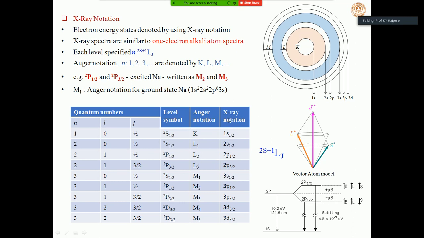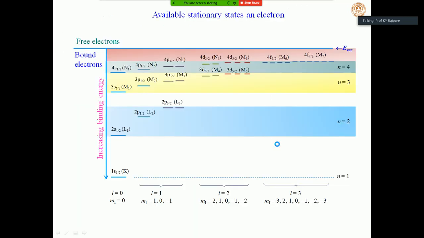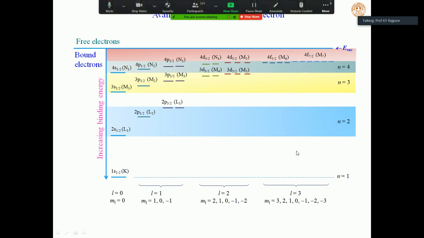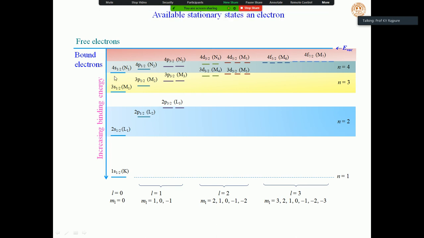So we keep in mind these X-ray notations, and these X-ray notations are the available stationary states of an atom, where this is the free electron vacuum level, and the levels below this, brown color, are bound electrons, and here energy increases. K shell energy is the highest, then L1, L2, L3, M1, M2, M3, M4, M5, and so on. And here the principal quantum numbers are 1, 2, 3, 4. So if you keep in mind this figure, then you can easily locate the state and its corresponding energy.